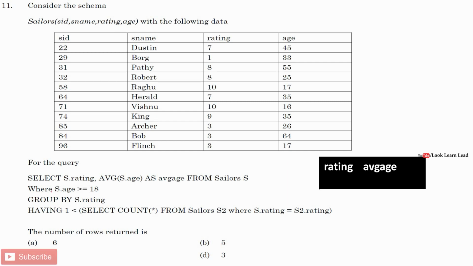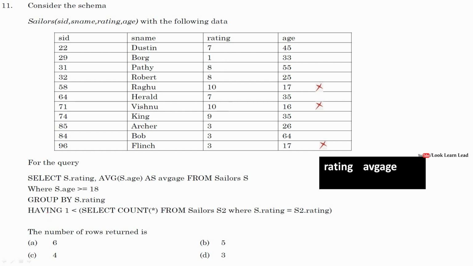In the second line it says where s.age is greater than or equal to 18. So we would be discarding all those rows where the age is not greater than or equal to 18, that is this one, 17, 16 and this. These three tuples would not be included in our final result. Next, let's move to the next line, group by s.rating. That is, grouping is done on the basis of rating.